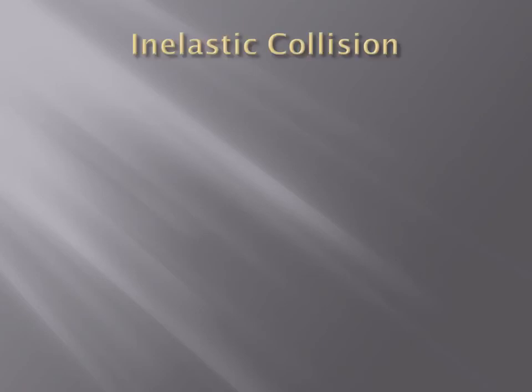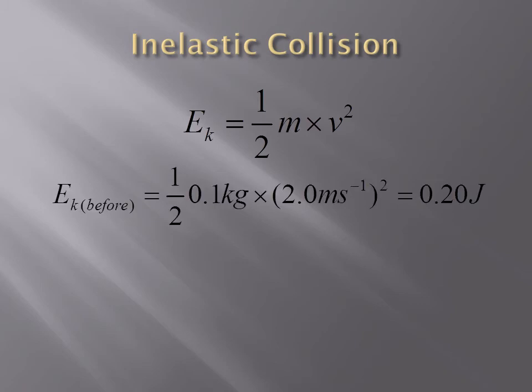Let's look at the kinetic energy. In this case, the kinetic energy before is the same as we had in our first example. Half of 0.1 kilograms times 2 meters per second squared is 0.2 joules. However, notice now in the second example, we have a mass of 0.2 kilograms and our velocity is half what it initially was. When we work out this equation, we end up getting kinetic energy of 0.1 joules.